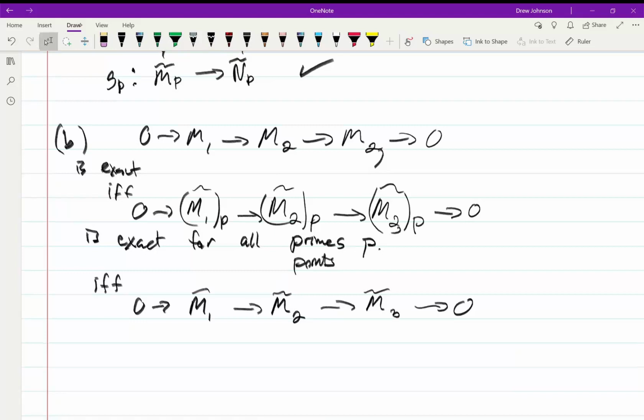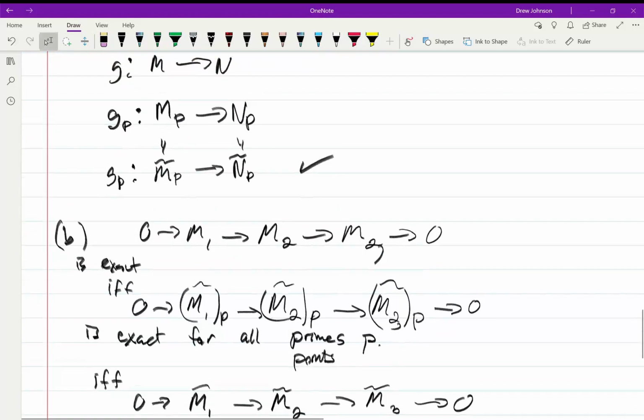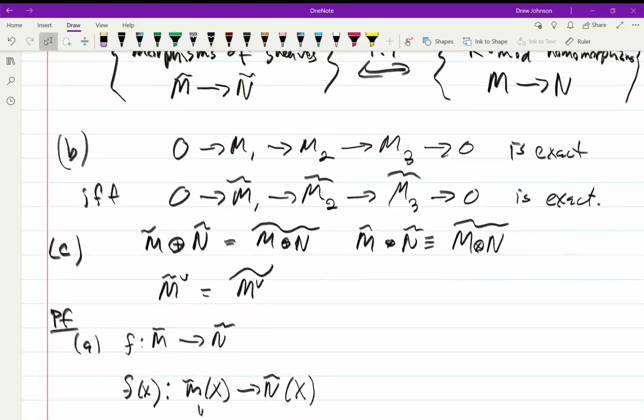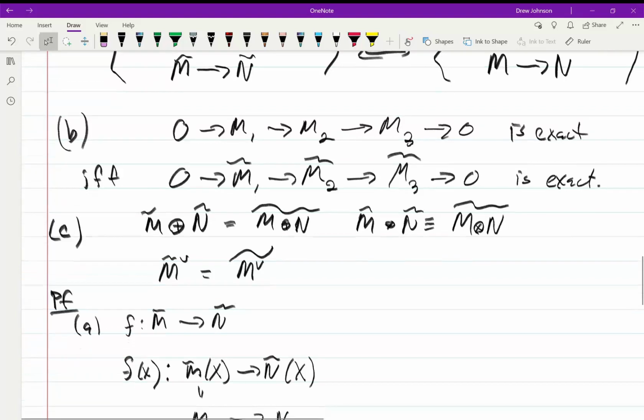Okay. All right, and then for part C, maybe I won't write anything down, but it's the same sort of idea as what happens in B. All these operations, direct sums, tensor products, and duals, commute with localization. So you can define a morphism that way, and then it will be an isomorphism because it's an isomorphism at every prime. All right, so you do something like that.